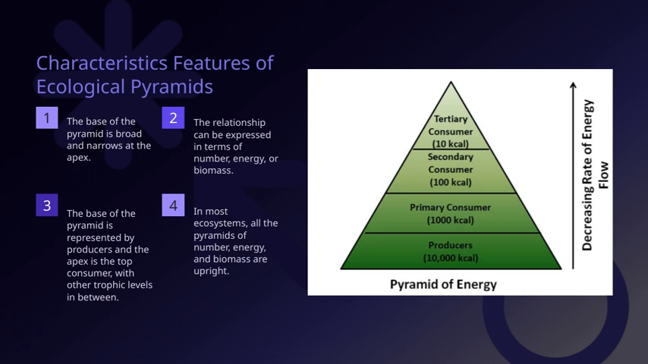At the bottom of the pyramid, we have the producers. These are usually plants or algae that generate energy through photosynthesis. The apex of the pyramid is occupied by the top consumer, the organism at the highest trophic level, with other consumers and herbivores in between. You can think of the pyramid as broad at the bottom, where there's a large number of producers, and then narrowing as you go higher, because fewer organisms or less energy are available at each successive level. This visual structure helps us understand how energy and biomass flow through an ecosystem, emphasizing the efficiency and transfer of energy from one level to the next.